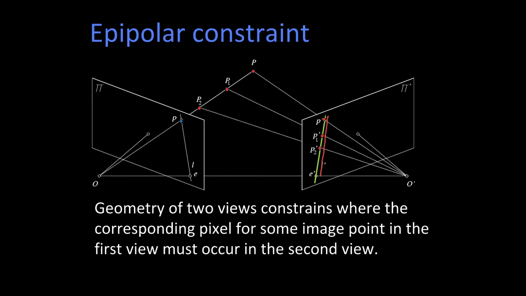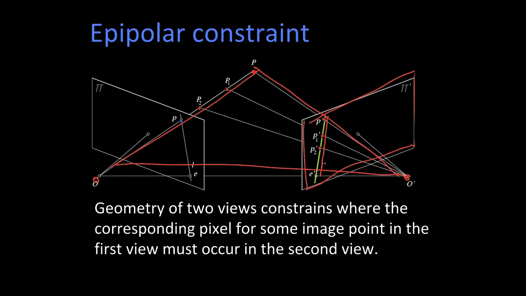This line is carved out by the plane that contains both image centers and the actual point, or just this ray. That plane intersecting the image plane, and the intersection of two planes is a line, that's the epipolar line. Now, of course, the reverse is also true, right? So that same plane corresponds to this epipolar line, okay?